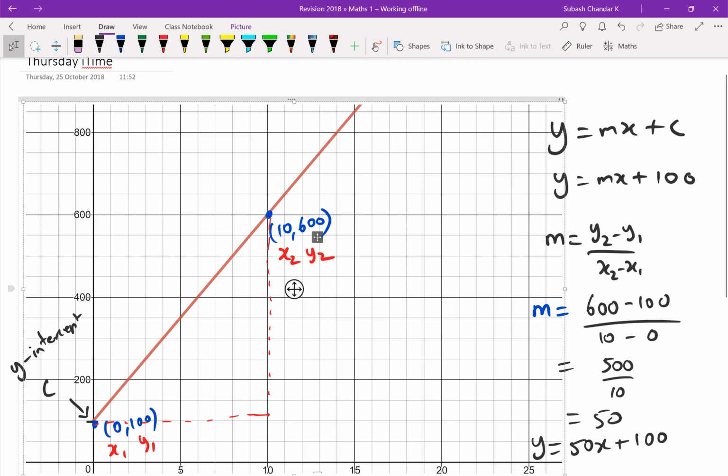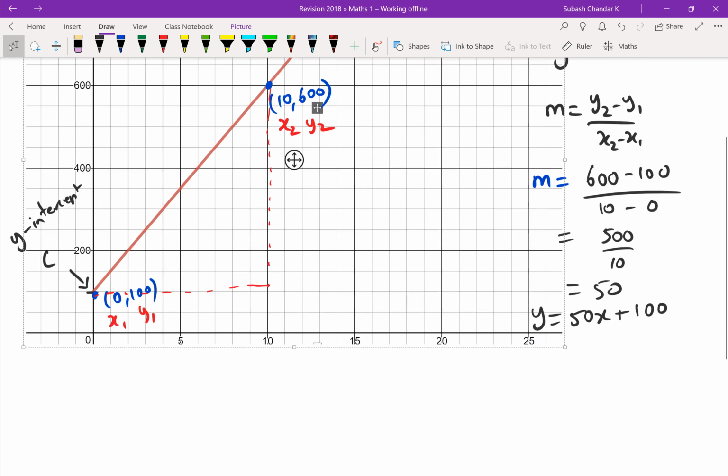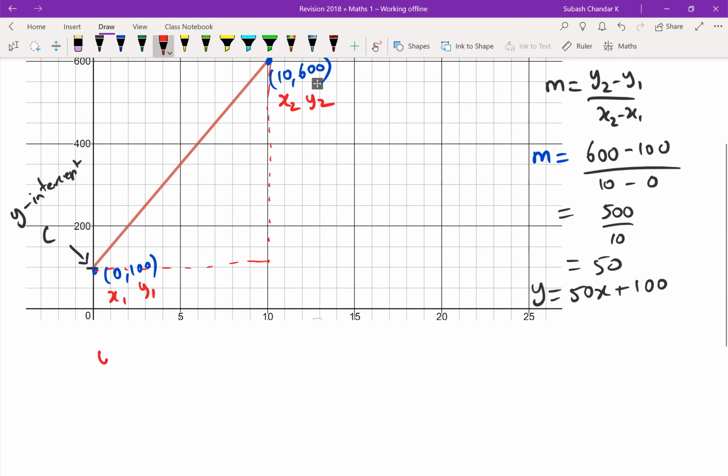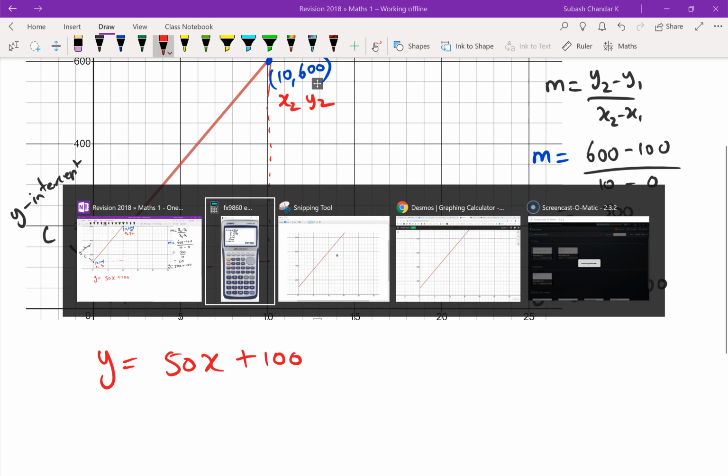Did anybody do this for this particular graph? So I asked you guys for the equation of this graph. How many of you guys wrote Y equals 50x plus 100? Okay, awesome. Did you guys write anything after that? Did you guys just leave it like that? Because I want to show you guys this.